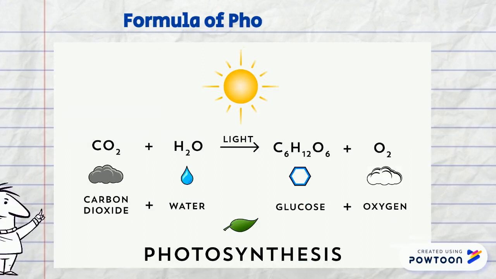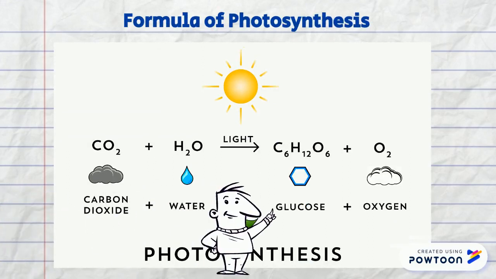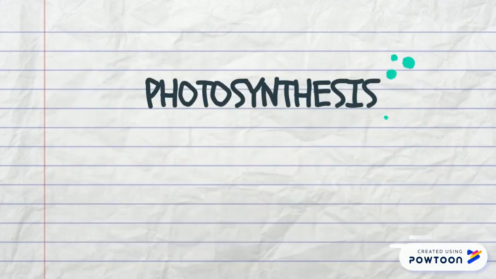The formula of photosynthesis: carbon dioxide plus water, with the help of sunlight, will produce glucose plus oxygen. And that is photosynthesis.